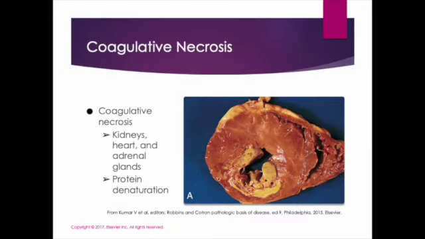First, we're going to talk about coagulative necrosis. An example of this would be the kidneys, the heart, adrenal glands, and even protein denaturation. Coagulative necrosis is a type of accidental cell death, and it's typically caused from either ischemia or infarction. In coagulative necrosis, the overall architecture of the dead tissue is preserved for at least a couple of days.